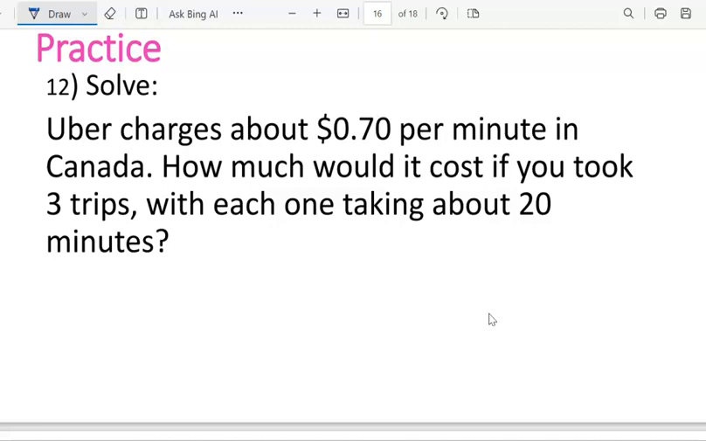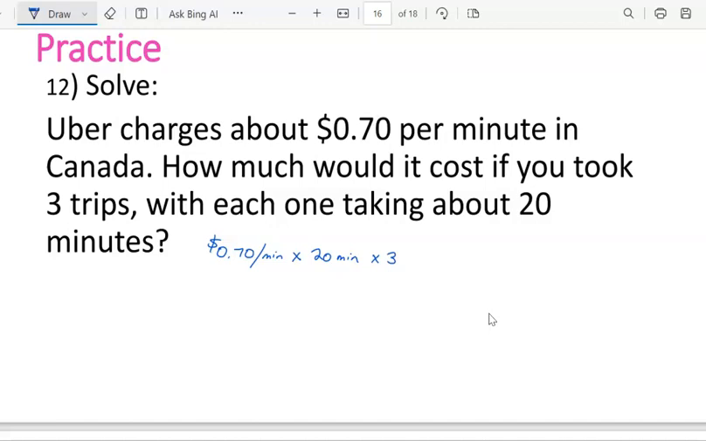And there's a number of ways we can go about solving this problem. But I'm going to show you one method, which is just to take the price. This is 70 cents per minute. And I'm going to multiply this by 20 minutes. And then I'm going to multiply that by 3 trips because I did the 20 minutes 3 times. You could also multiply things separately. So I'm just showing that eventually, no matter which way we go about it, we're going to be multiplying 70 cents times 20 times 3.